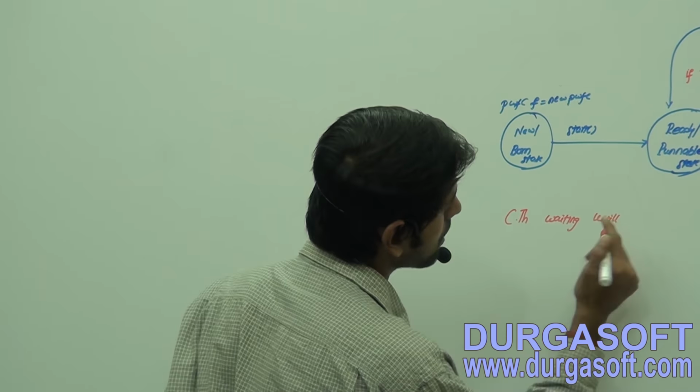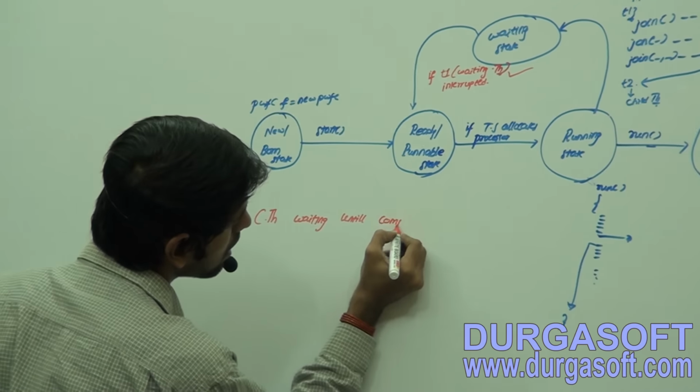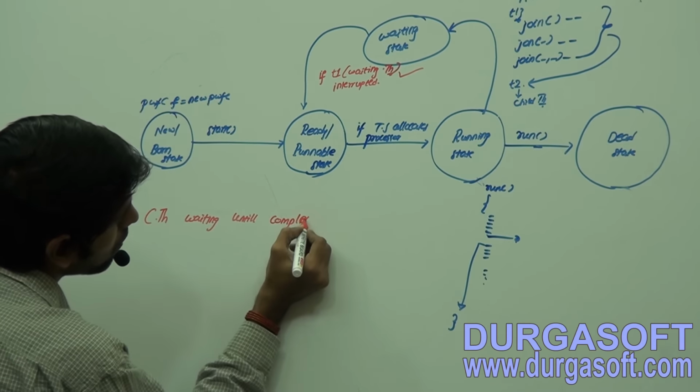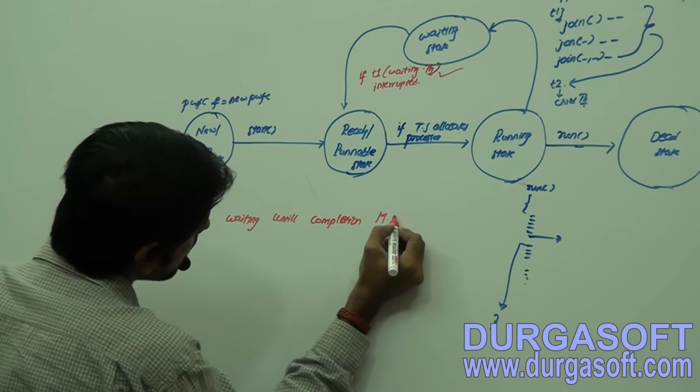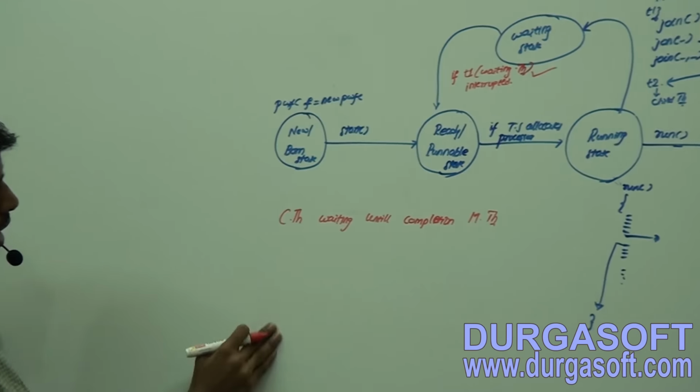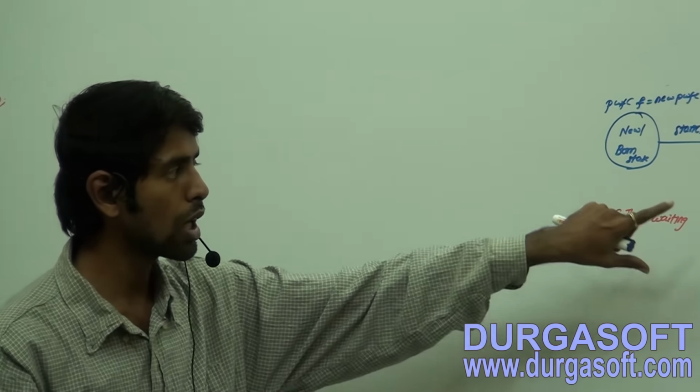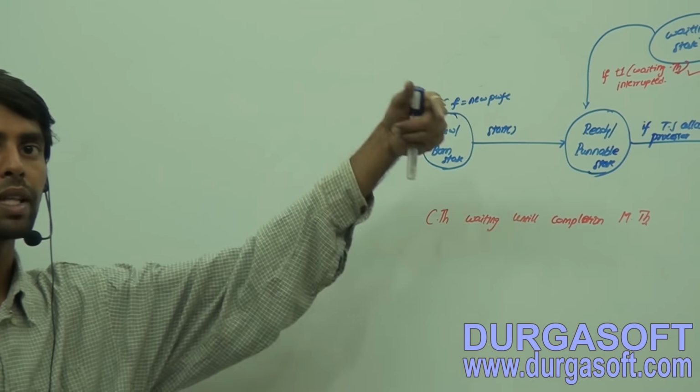Okay. Child thread waiting until completion of what? Until completion of the main thread. That's the same scenario, meaning that the child thread has to call the join method on the main thread reference. How to get the main thread reference?